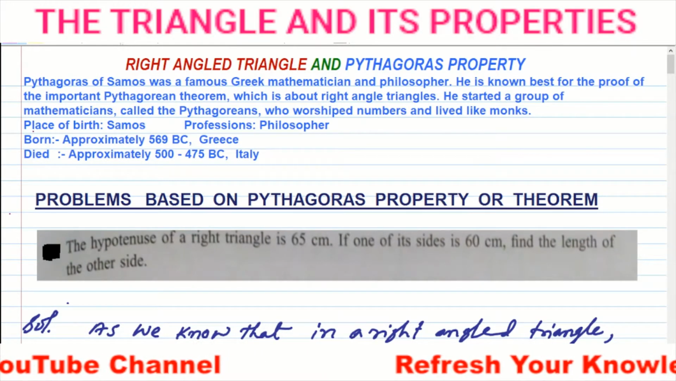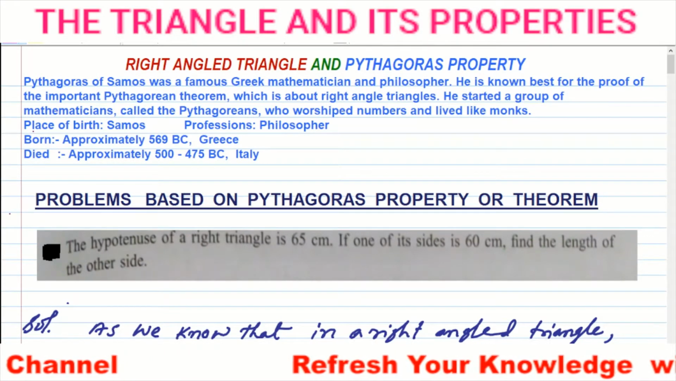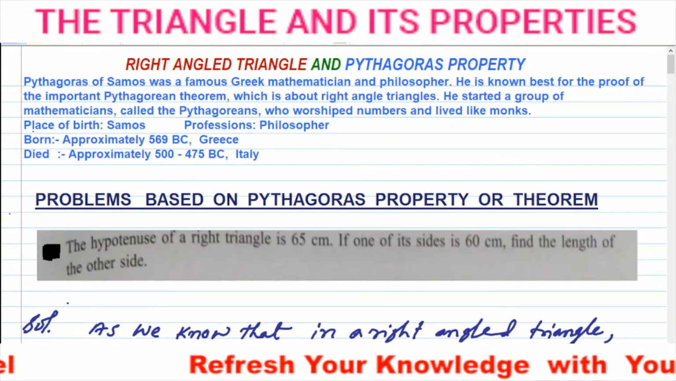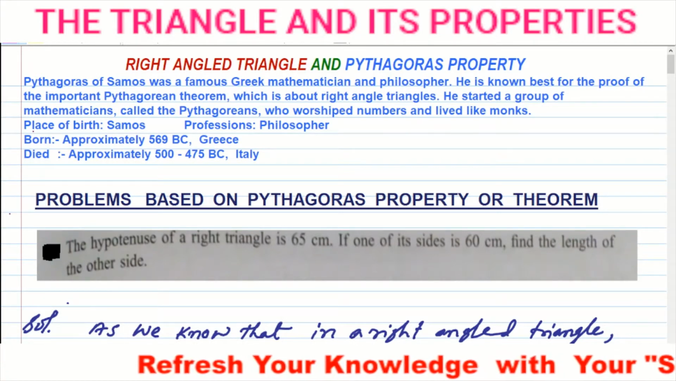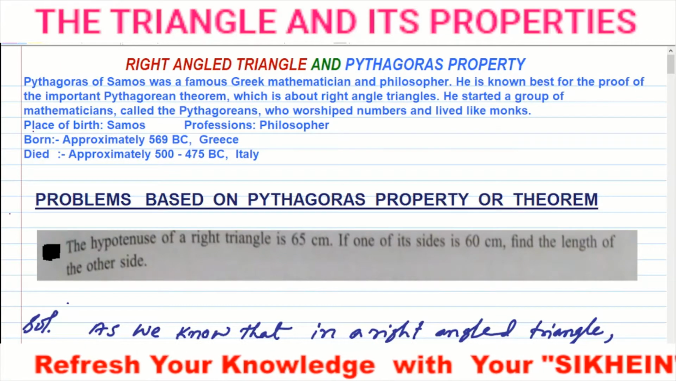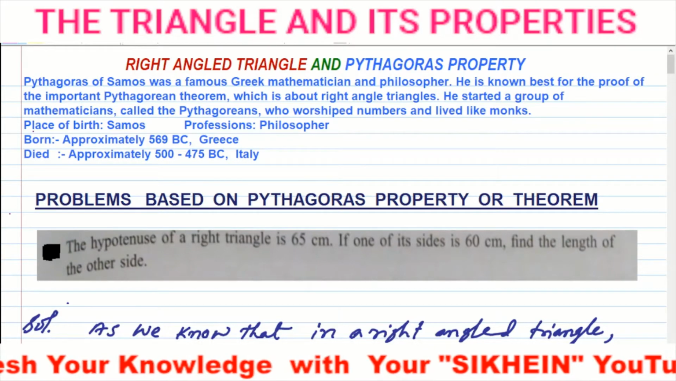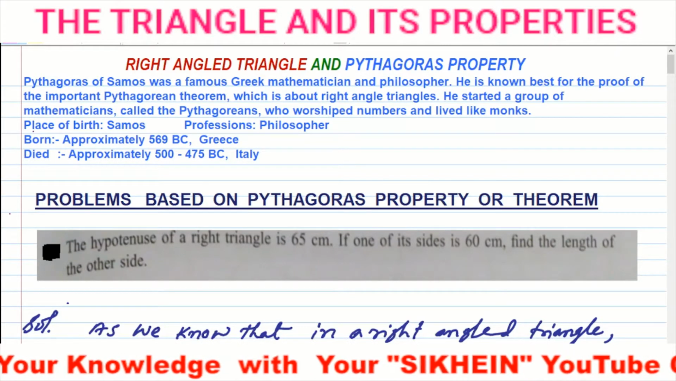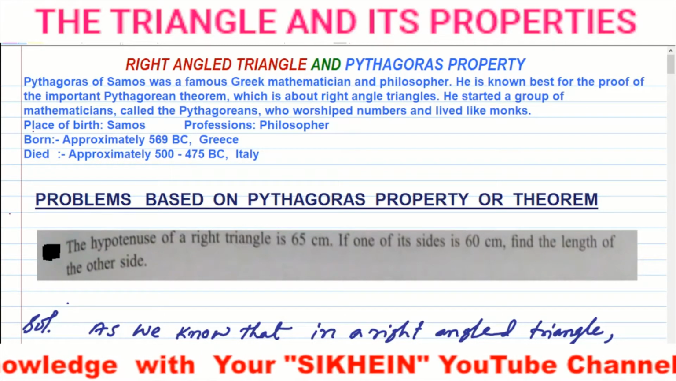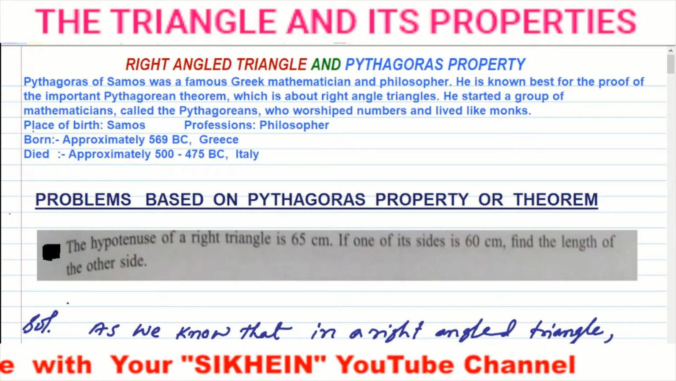Pythagoras of Samos was a famous Greek mathematician and philosopher. He is best known for the proof of the important Pythagorean theorem. As well, we call it the Pythagoras theorem. It is based on right angled triangles. He started a group of mathematicians called the Pythagoreans who worshipped number and lived like monks.